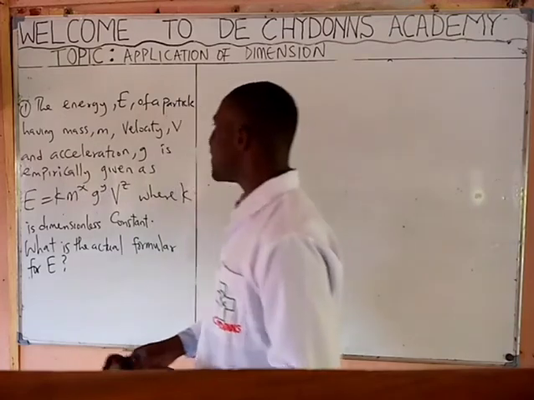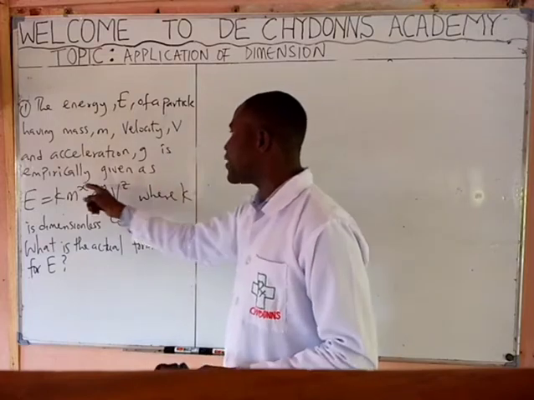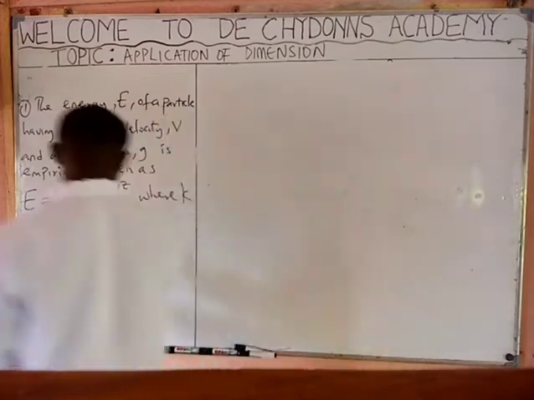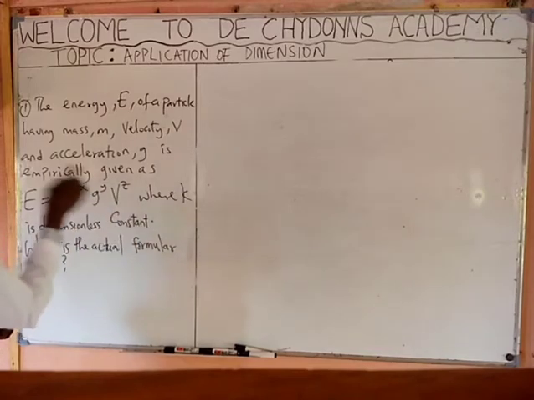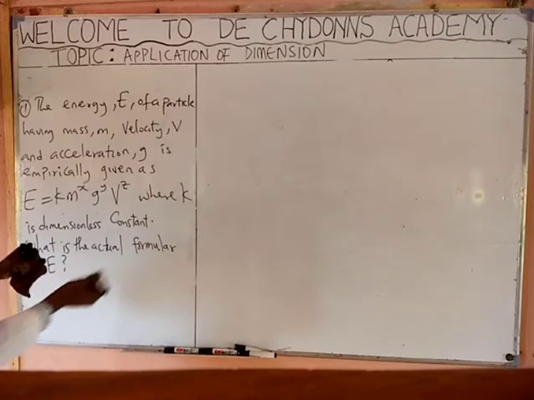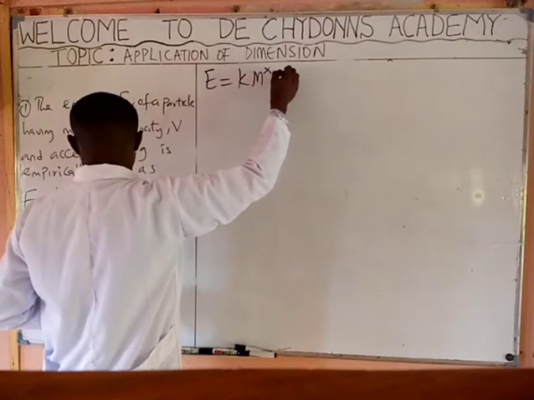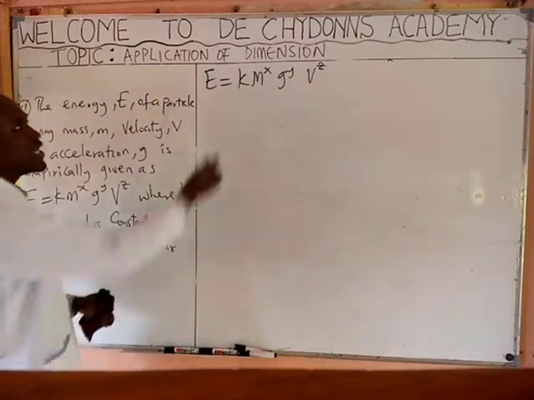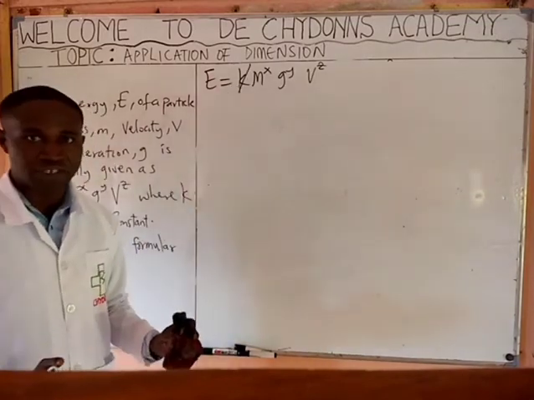The energy E of a particle having mass m, velocity v, and acceleration g is empirically given as E equal to k m raised to power of x, g raised to power of y, and v raised to power of z, where k is a dimensionless constant. What is the actual formula for E? To solve this, you write E equal to k m^x g^y v^z. Since they say that this k is a dimensionless constant, we cancel it, making life easy for us.